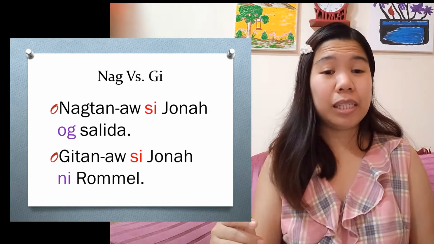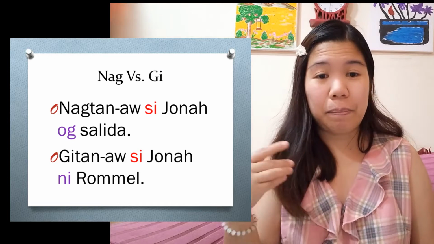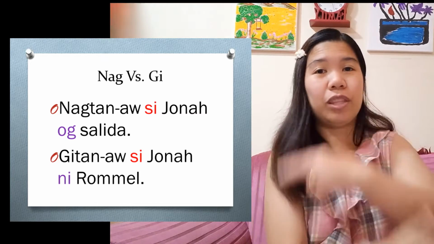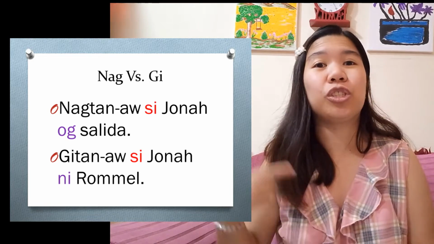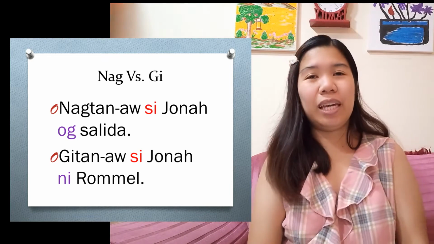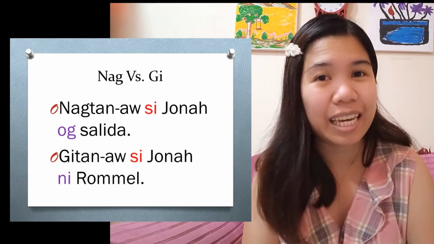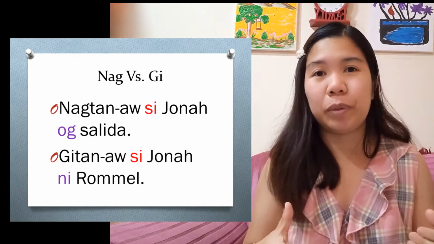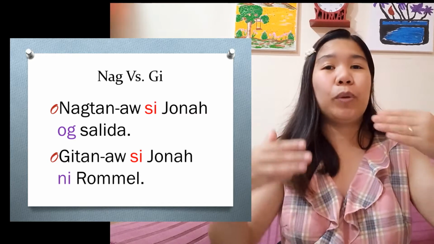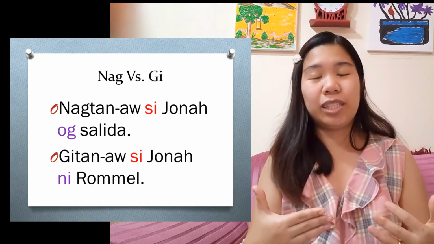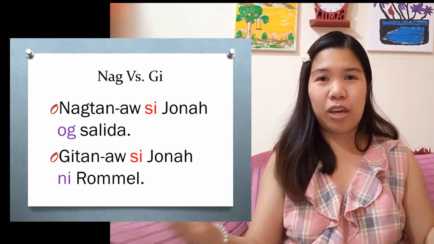So it means Jonah is being watched by Romel. If you turn it the other way around, Romel watched Jonah. Okay? So that's the difference. Again, if you add gi, it's still the same. The action will be done in the past. But when you put it in the sentence, it's not the subject who does the action, but the other way around.